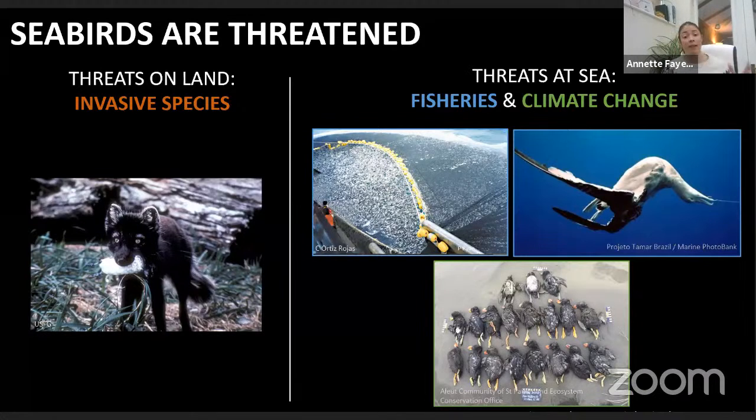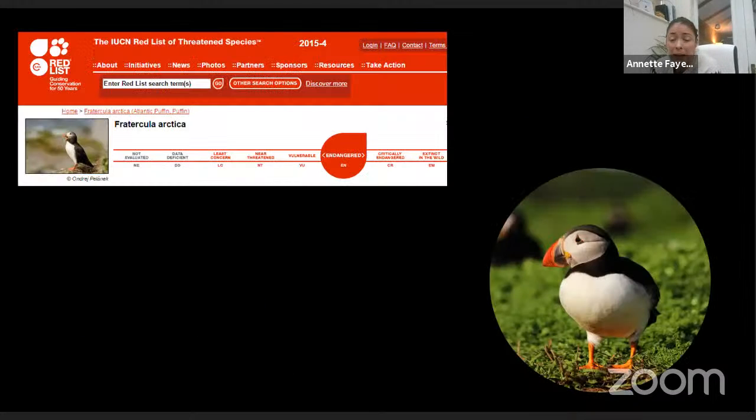And climate change may affect the availability and the abundance of the prey that the seabirds need to eat to survive, but also, for example, cause extreme weather events like storms that can lead to massive mortality as well. And puffins are not an exception. Unfortunately, they've been declining for several decades now.